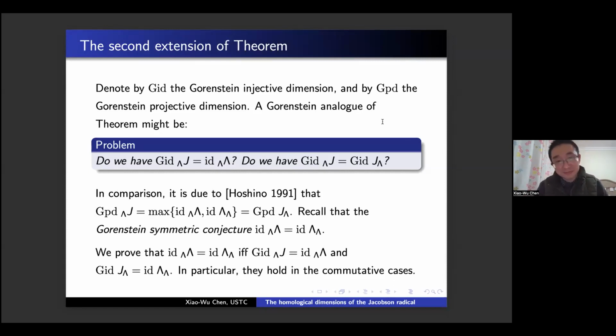We prove that the injective dimensions on each side of lambda are the same if and only if these two equations hold. Namely, the Gorenstein injective dimension of J equals the injective dimension of lambda, and also the same for the opposite algebra. In particular, these two things hold for commutative algebras. Actually, we proved more for general commutative rings.